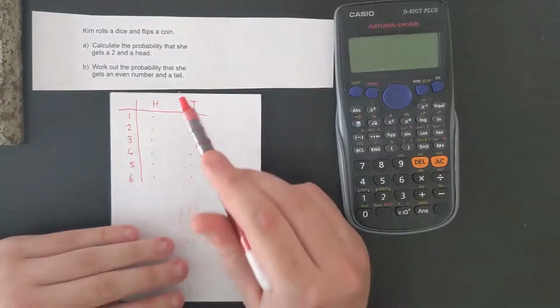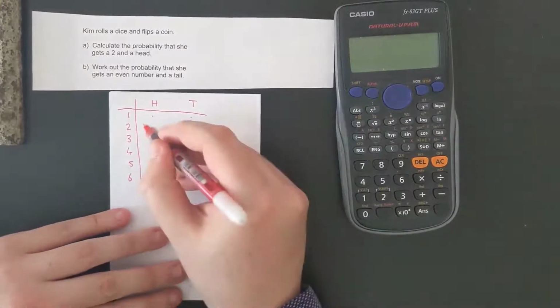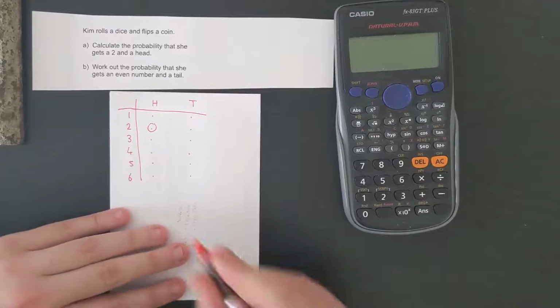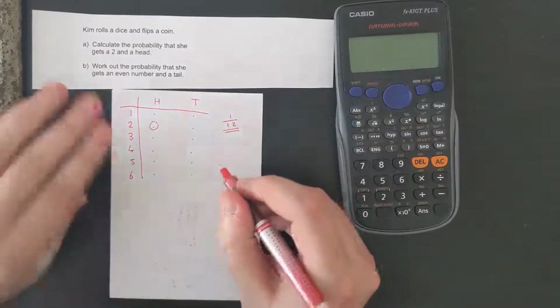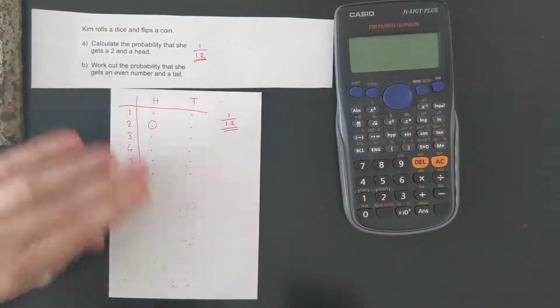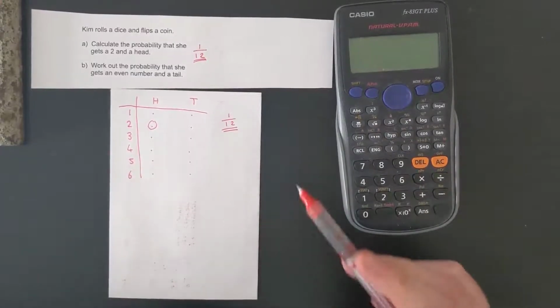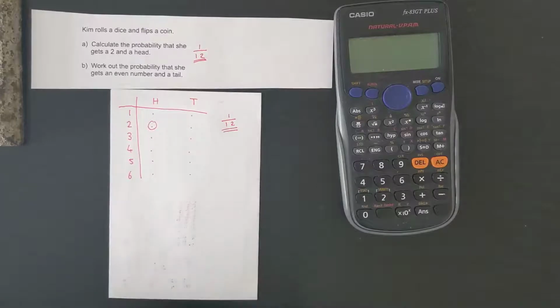So calculate the probability that she gets a 2 and a head. There's only one possibility that gives 2 and a head, and therefore it's one possibility out of 12. So the probability of a 2 and a head is 1/12. You could do that more conventionally. The probability of getting a 2 is 1/6, and the probability of getting a head is a half, so a 6th times a half is a 12th.